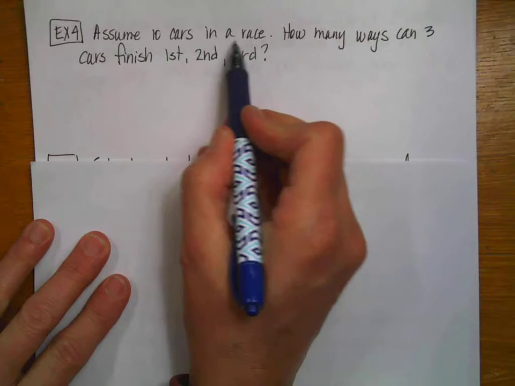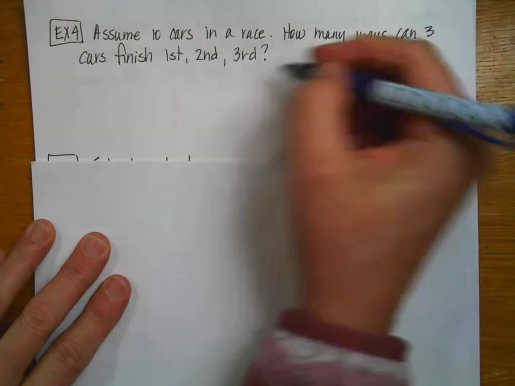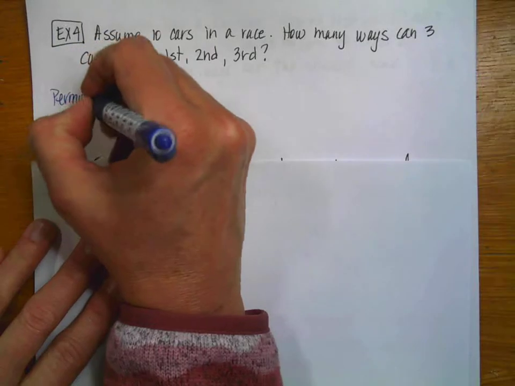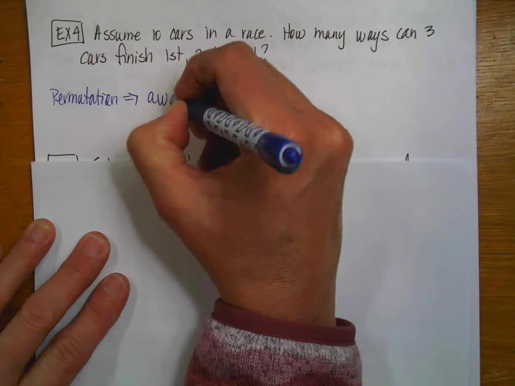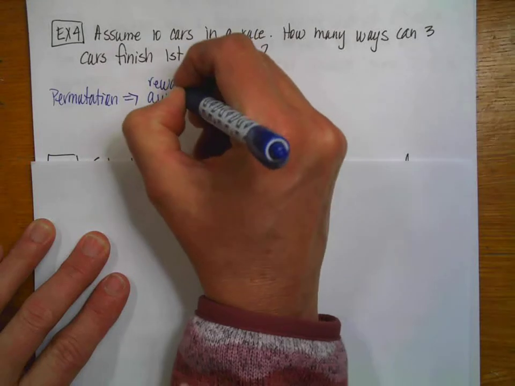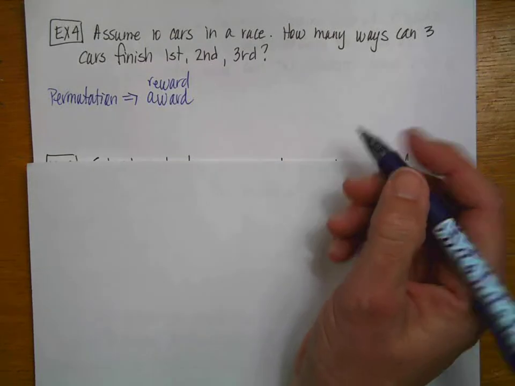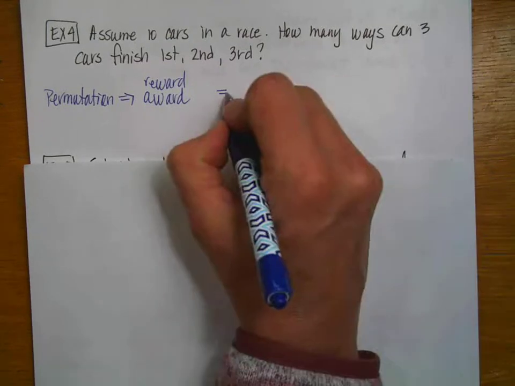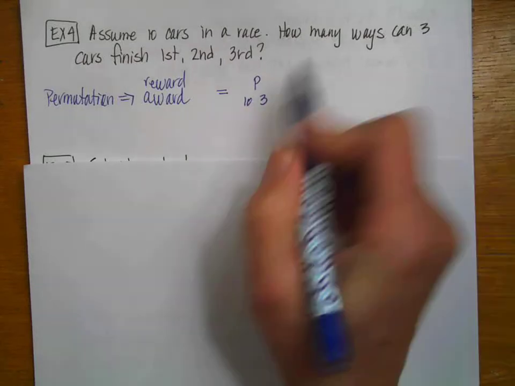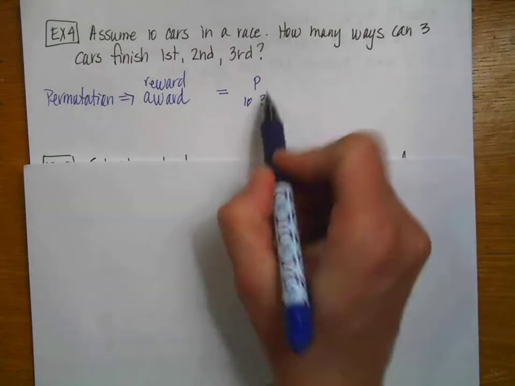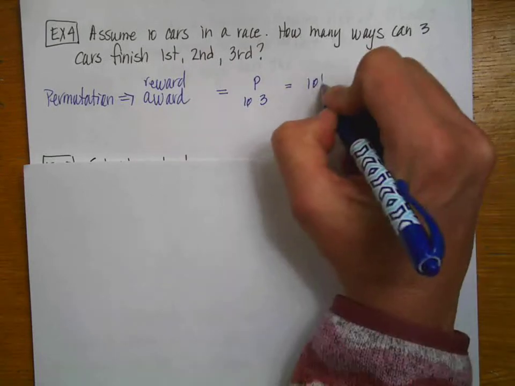Okay, so in example number 4, it says I'm going to have 10 cars in a race. And then how many ways can 3 cars finish first, second, and third? So for me, if I'm talking about a permutation, I think about there's an award or a reward. And so that helps me to understand that the finishes are important. So here would be how we would write this. I'm just going to show you once how to do it by hand because it's kind of cool. So I had 10 cars, and I'm going to choose 3 ways, first, second, and third.